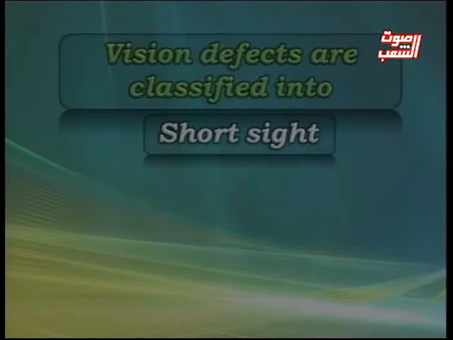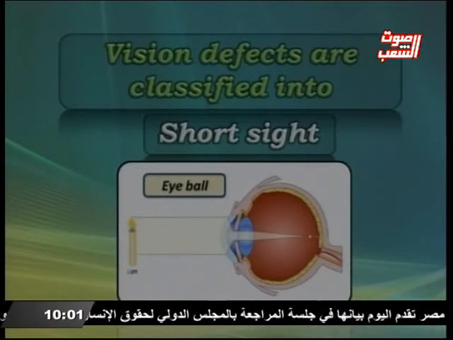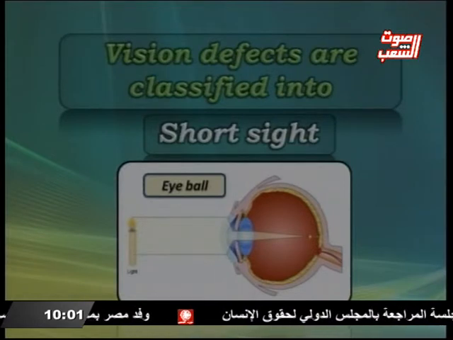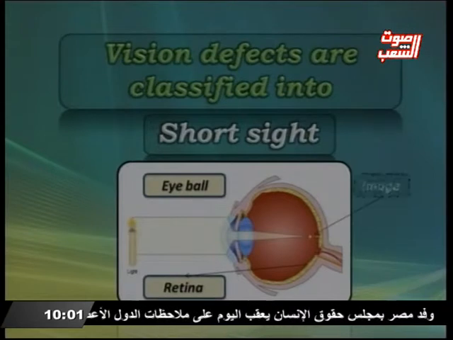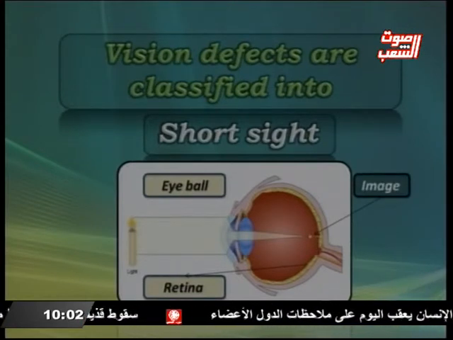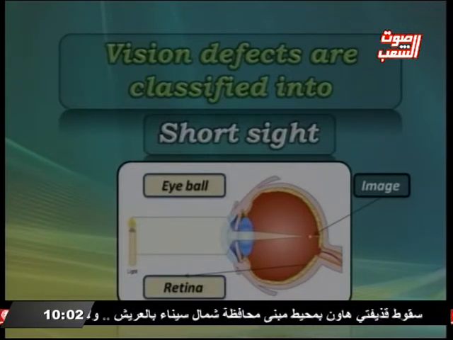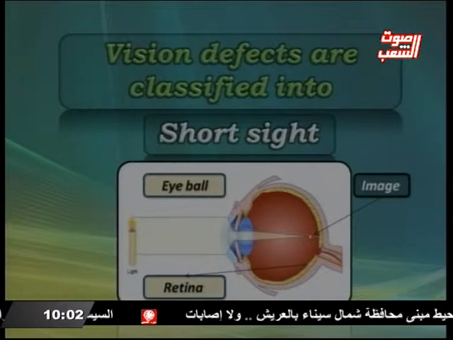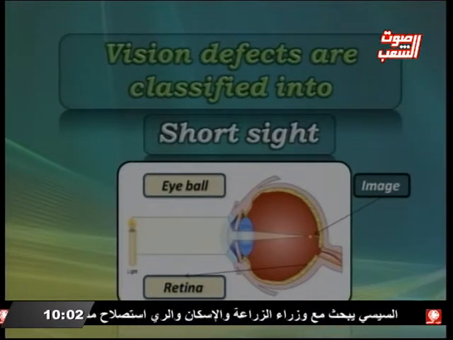Short sight. What is the meaning of short sight? We have here the eyeball, and a light that comes out from a candle, from a source of light, from anybody. The image inside the eye is received by the retina. This is the retina, and the image is formed before the retina, in front of the retina. It means we cannot see far objects.